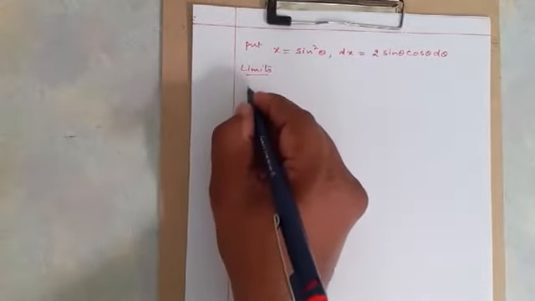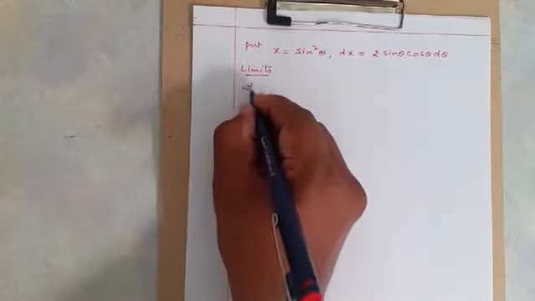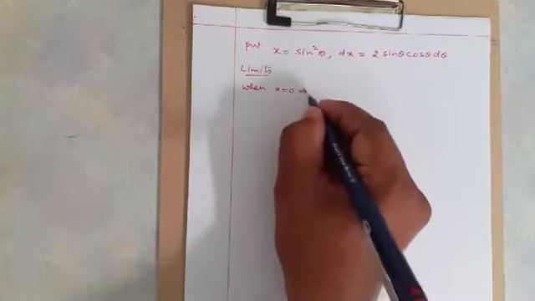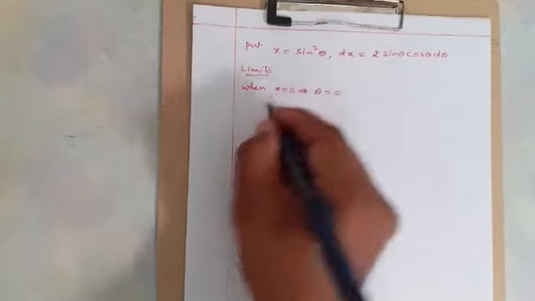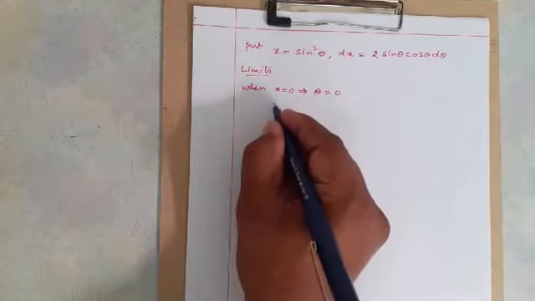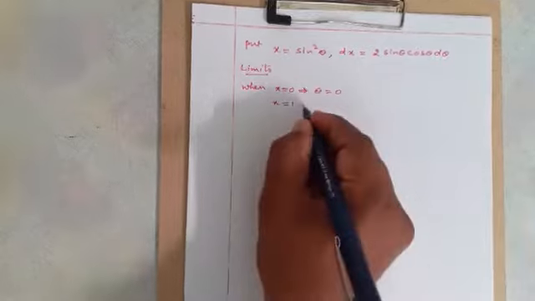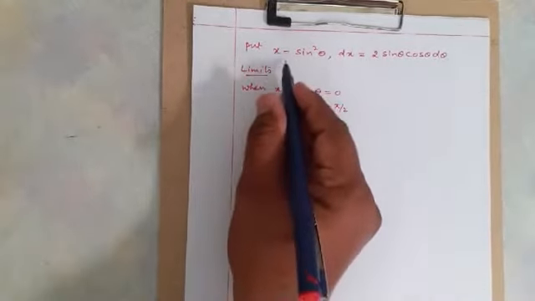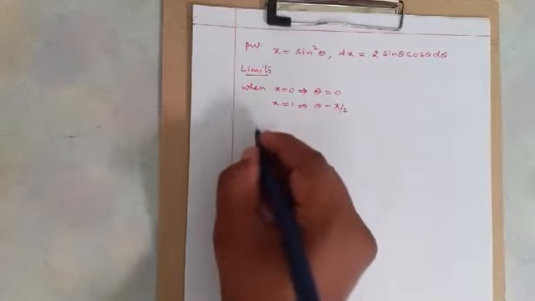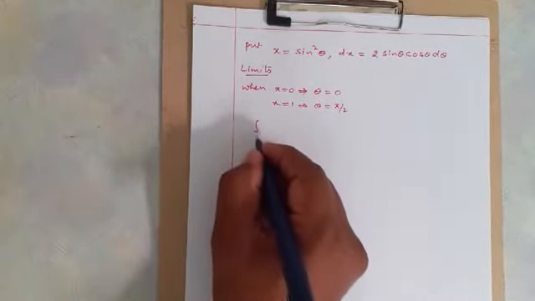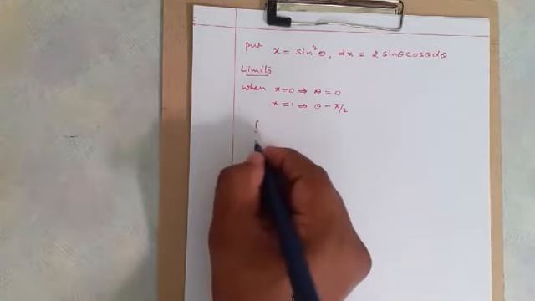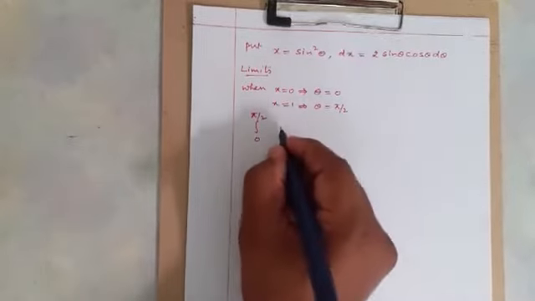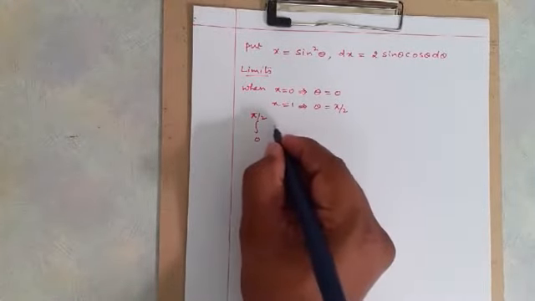Now lower limit is 0. So when x is equal to 0, this implies theta becomes 0, as I have shown in the previous problem once. When x is equal to 1, this implies theta becomes pi by 2. Here we have to substitute. After taking limits, when x is 0 we have theta 0, when x is 1 we get pi by 2. We are changing x in terms of theta now.